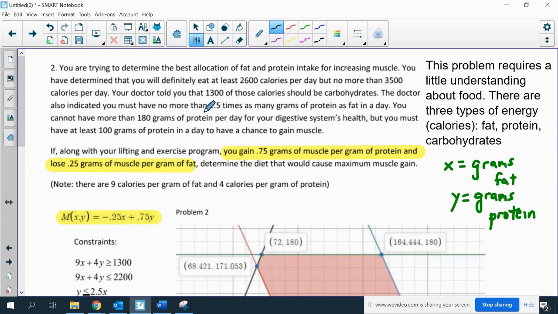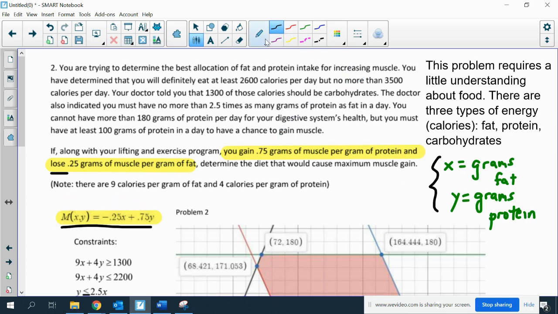We're now going to go over the protein and fat muscle building problem. So in this problem, we see that our objective function for muscle is negative 0.25x plus 0.75y if I make x grams of fat and y grams of protein. See how you lose some muscle for every gram of fat that you have. So that's where that comes from.